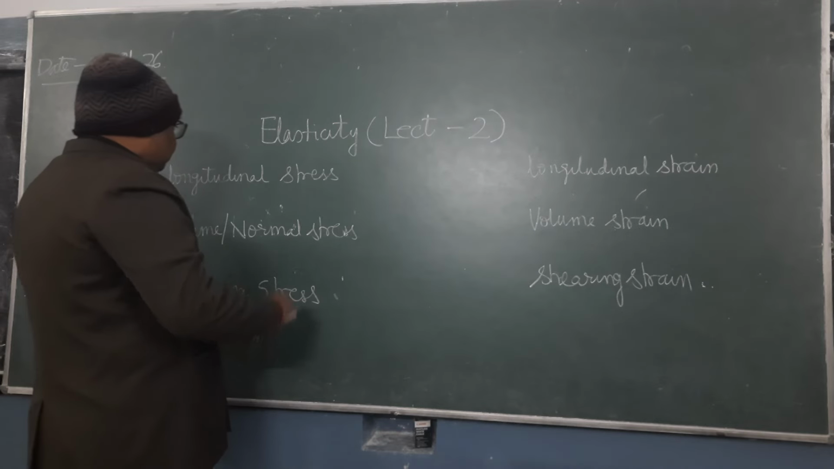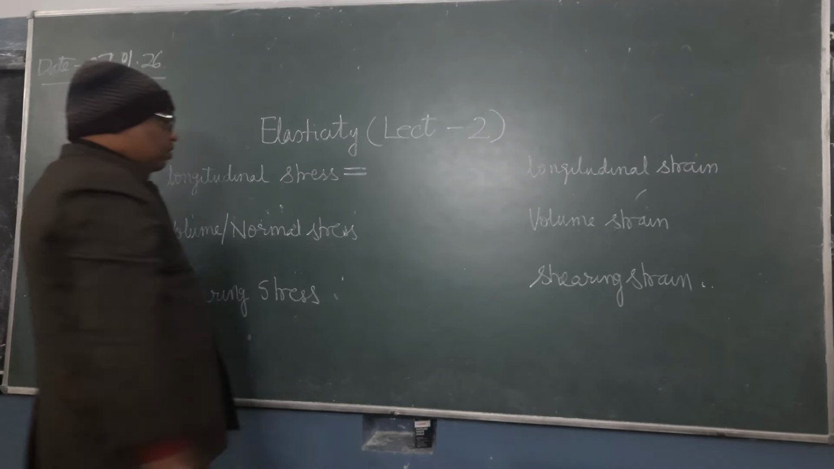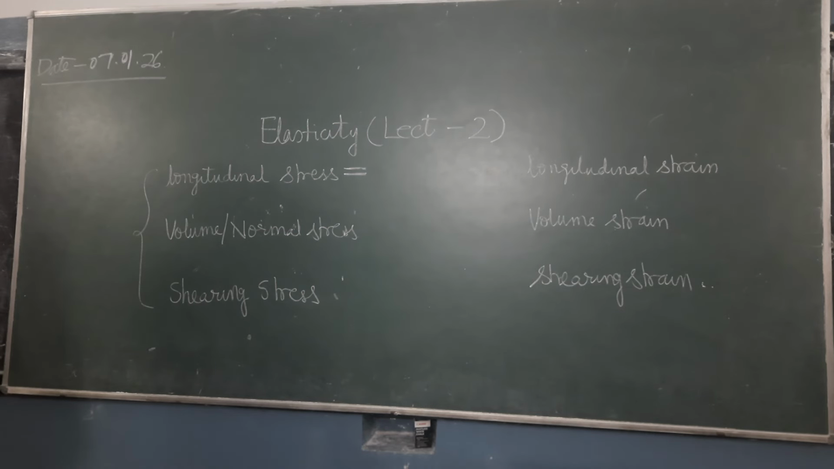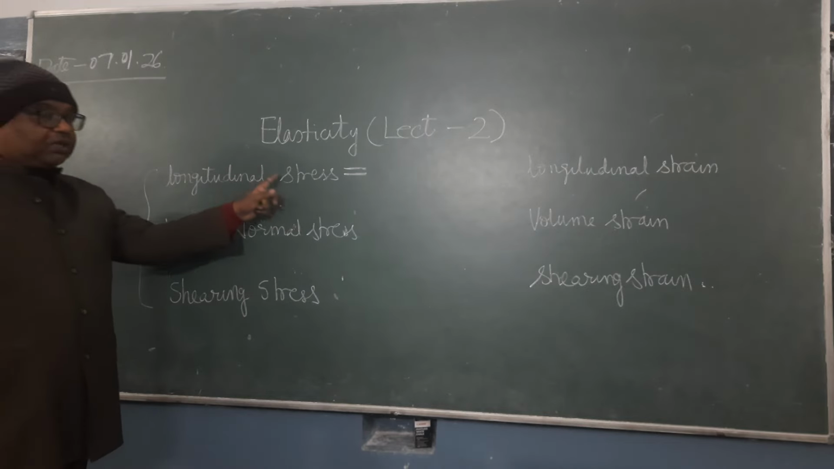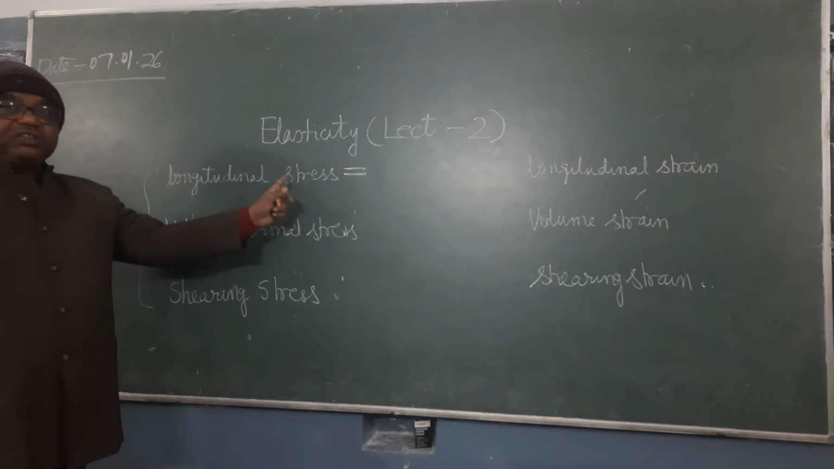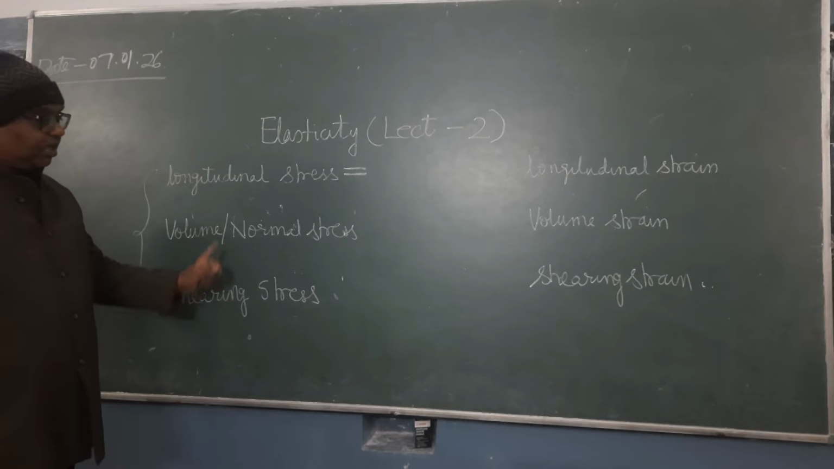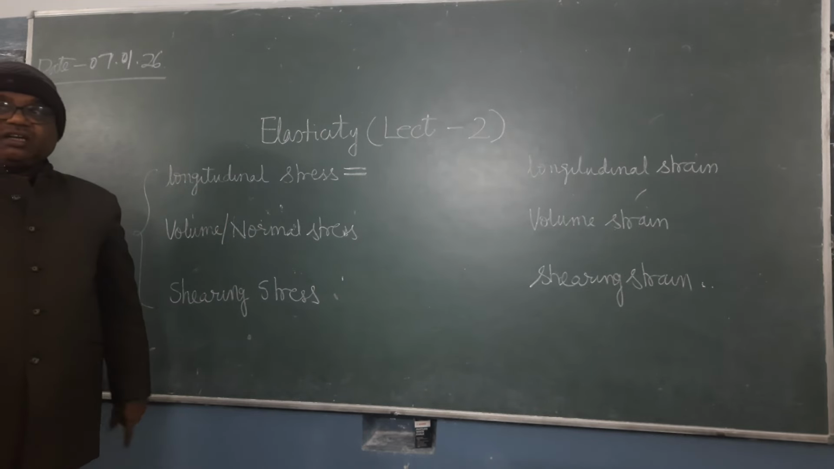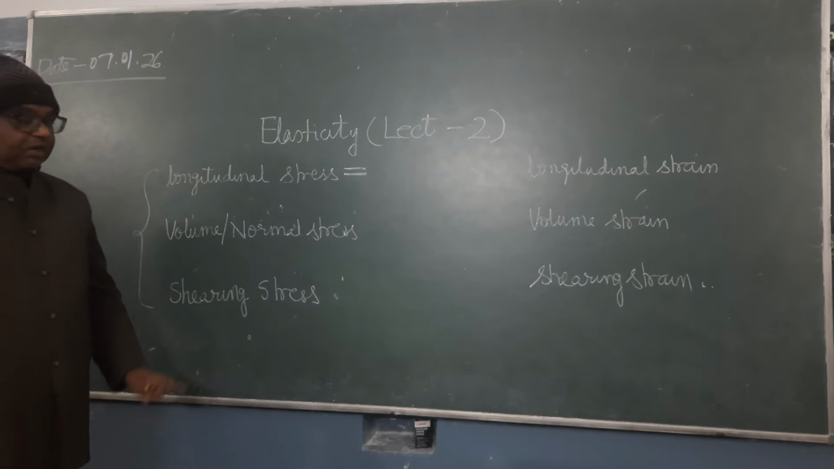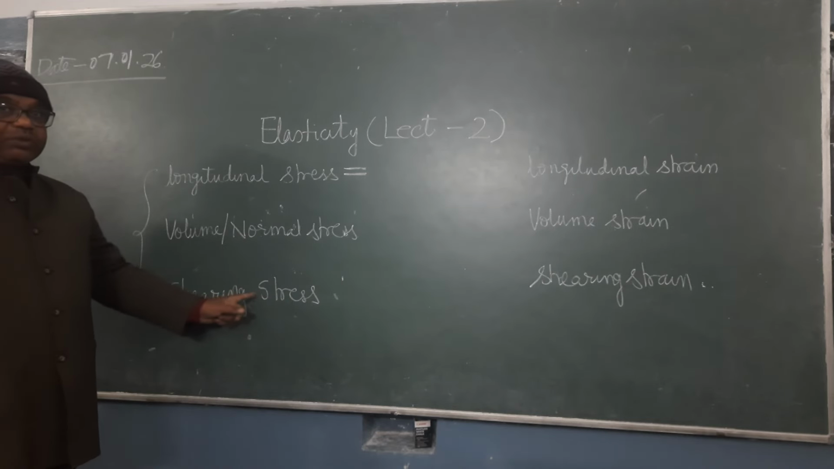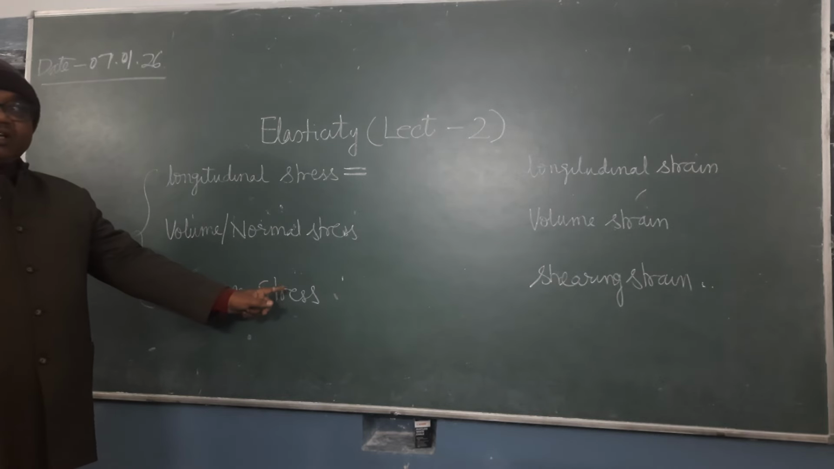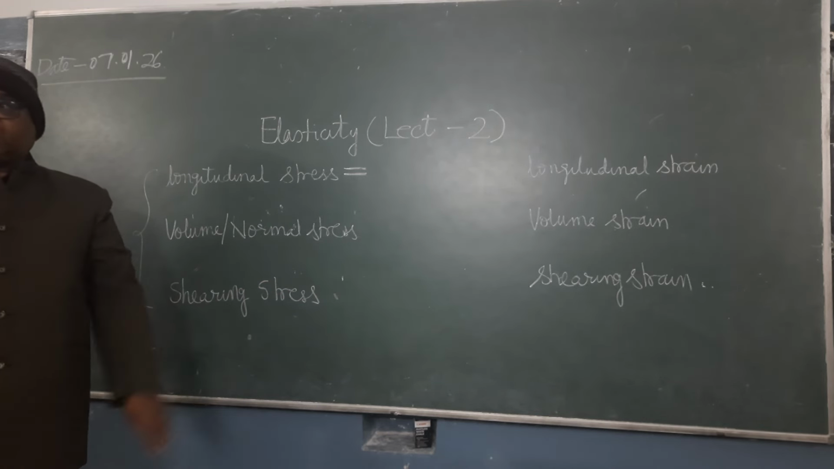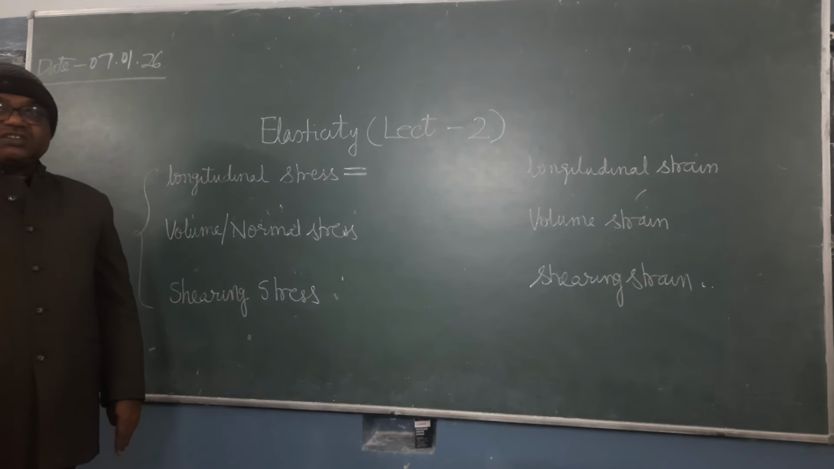Now what is the formula of longitudinal stress? So stress means force upon area. Here force is acting normal to the cross section. Deforming force is acting normal to the cross section. Here also the deforming force which decreases the volume is acting normal to the surface. While here the force which brings change in the shape is acting tangential to the surface. Tangential to the surface. It's clear?